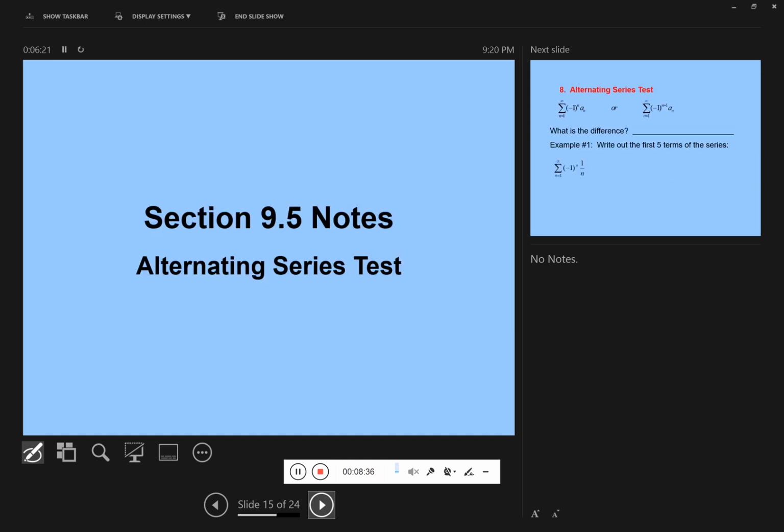This is actually section 9.5 notes. You may or may not have these. I have posted a blank copy of the outline, so you're welcome to print that, or else you can just kind of write down notes as we go. Because if you're writing down notes of your own, you may need to pause this as you need to stay caught up, whatever you need to do.